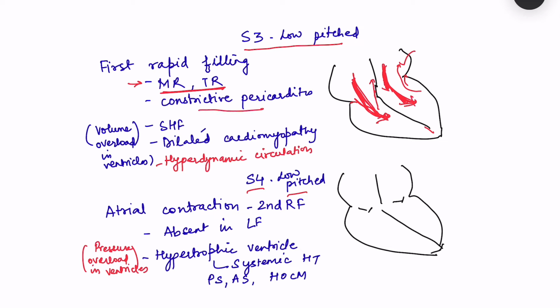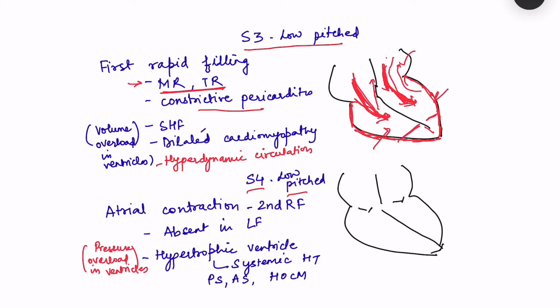Then constrictive pericarditis. Constrictive pericarditis is basically a constriction in the pericardium. Pericardium is a layer surrounding the heart, and it is constricting the ventricle. So what happens is, as the blood is gushing from the atrium to the ventricle, there is a sudden stoppage of that movement because of the constrictive pericarditis. It is stopping the movement.